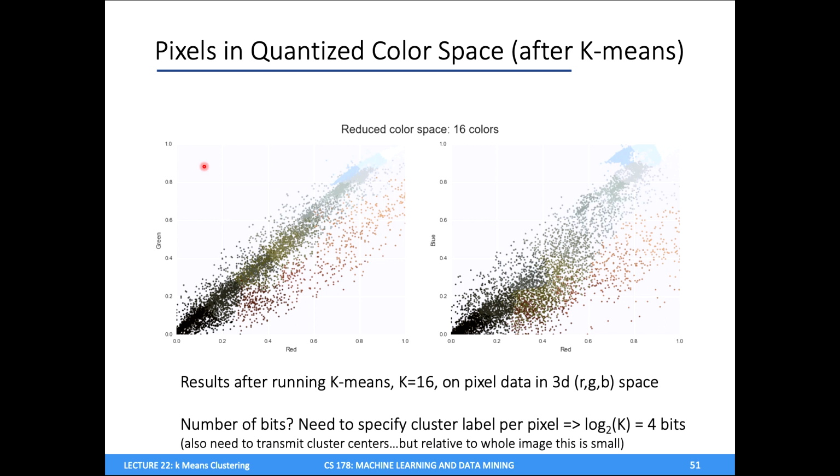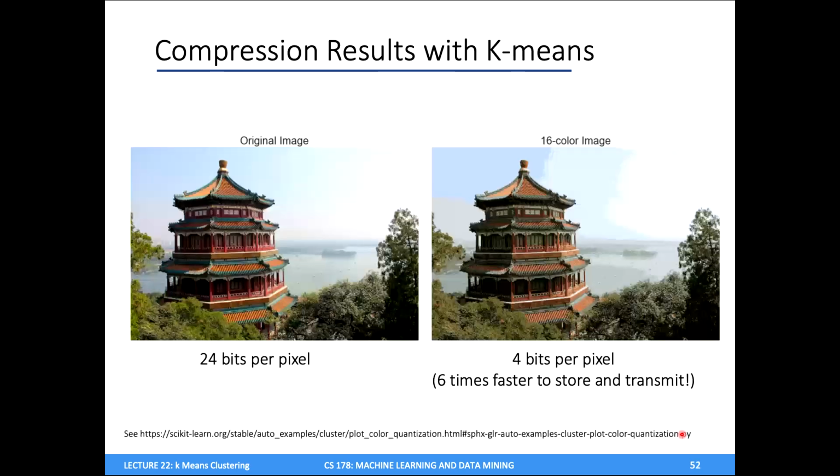So here's what happens when I quantize my color space by applying kMeans to it. You can see that this patch now all has the same color value, this all has the same color value, and so on and so forth. In essence, I've reduced the number of bits I need in order to encode this image. If I use 16 clusters on pixel data with RGB values, all I need to do in order to specify the color of each pixel is specify which cluster I'm in. So I only need 4 bits per pixel now.